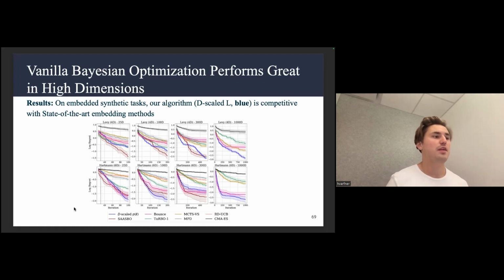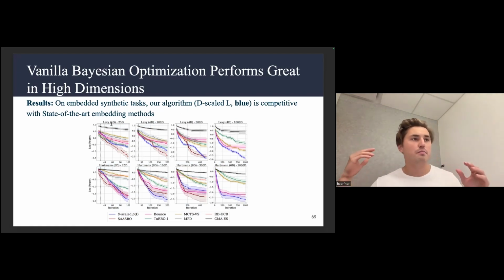So we call our method here D-scaled P of L, dimension-scaled length-scale prior, and benchmark on a bunch of tasks that are low effective dimensionality, and then we add a bunch of meaningless dimensions. So Levy here is a 4-dimensional optimization problem where we have concatenated 21 dead dimensions in the end, but the optimizer crucially doesn't know that.